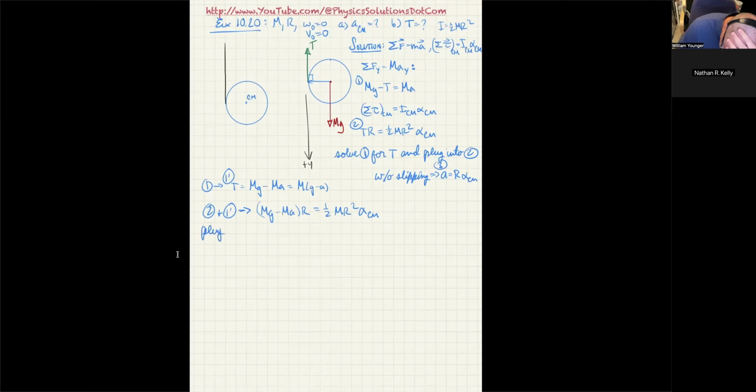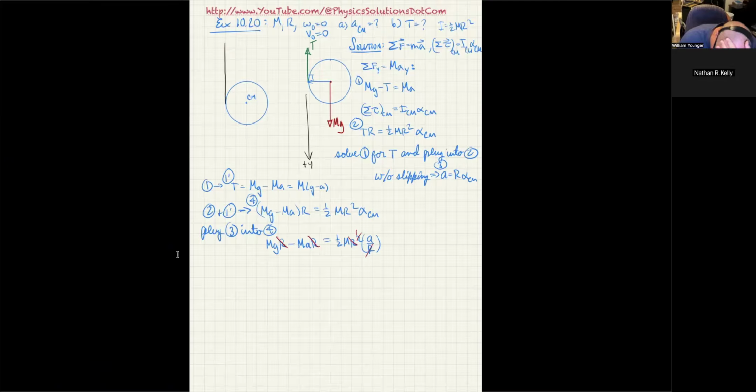I'm going to call this equation 4, and I'm going to plug 3 into 4. Now I'm going to get mgr minus mar is equal to 1/2 mr squared. But now I'm going to replace alpha with a over r, so that's going to be a over r, like that. Now I can see that this r is going to cancel out that exponent, leaving a 1 up there, and then this r and this r and this r is all going to cancel out.